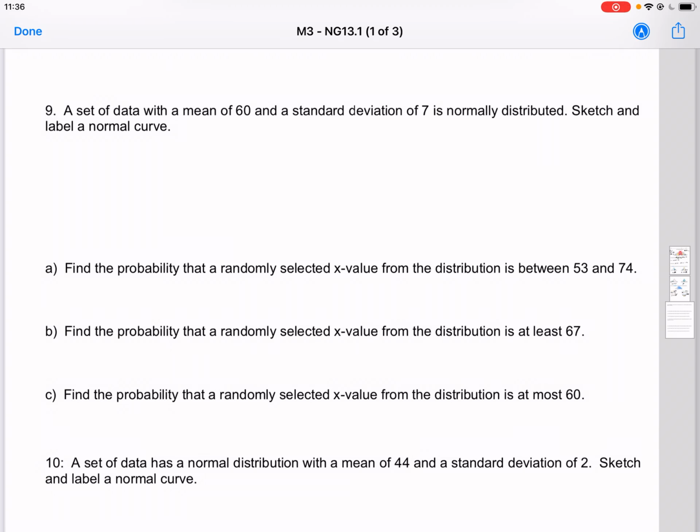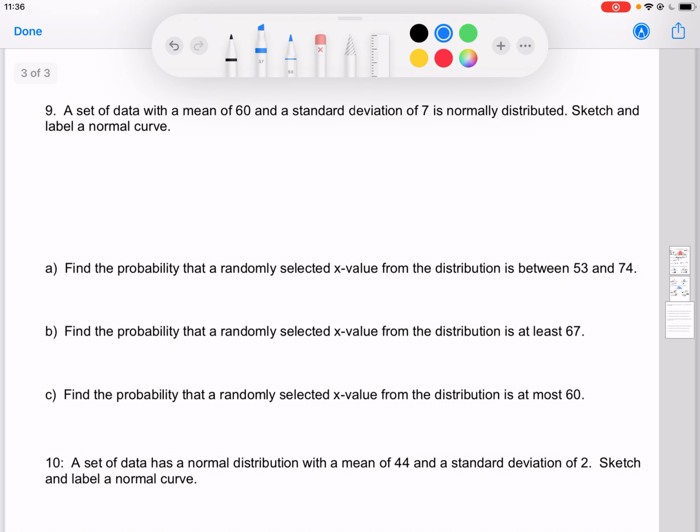The last two problems on this first lesson just ask you to actually create your own curve using a set mean and standard deviation. So in this case, we're going to draw our own normal curve where the mean is 60 and the standard deviation is 7. And it tells us it's normally distributed, so we can go ahead and draw the normal curve.